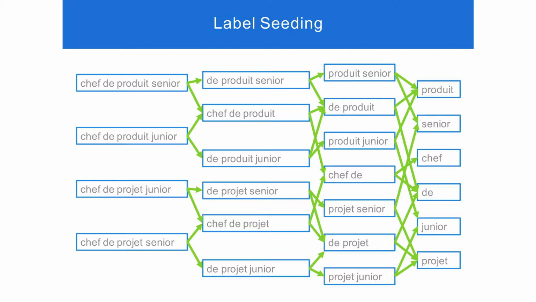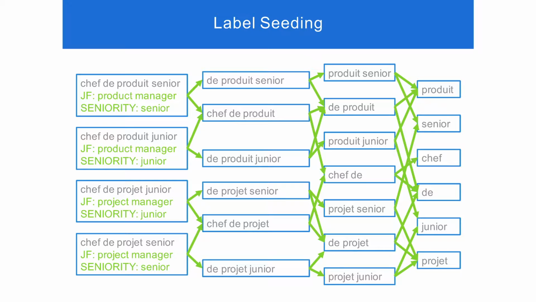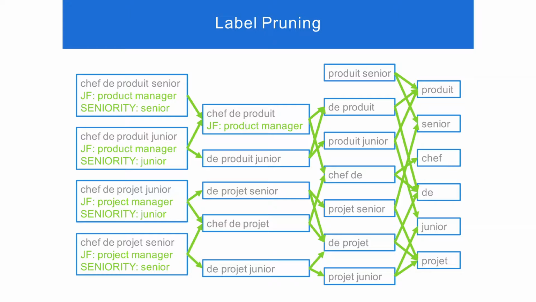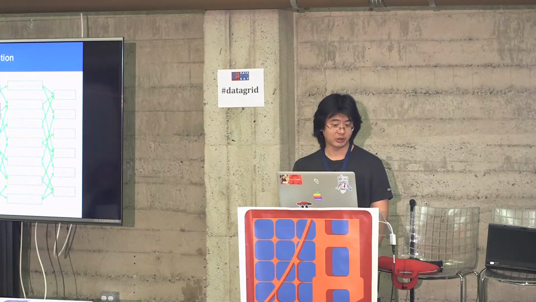At this point, we would like to propagate the labels. So I'm going to start off looking at one of the largest unlabeled n-grams. This one is of size 3. It's chef produit. If I look at its parents, I notice that both of them have the job function product manager label. So this satisfies our criteria. It has at least 2 parents with the job function product manager label, and actually 100% of its parents have that label. So we cross the 75% threshold, and we can propagate this label. We don't propagate either of the other labels because we only have one parent with senior and one parent with junior.